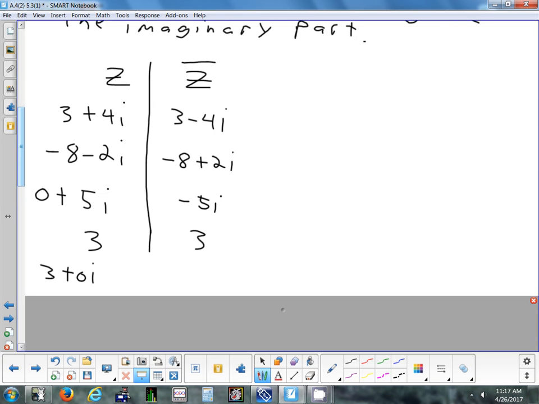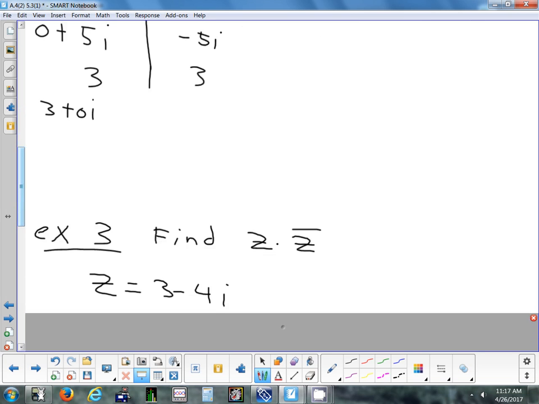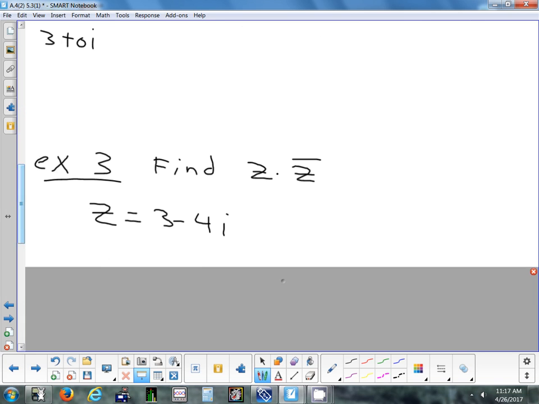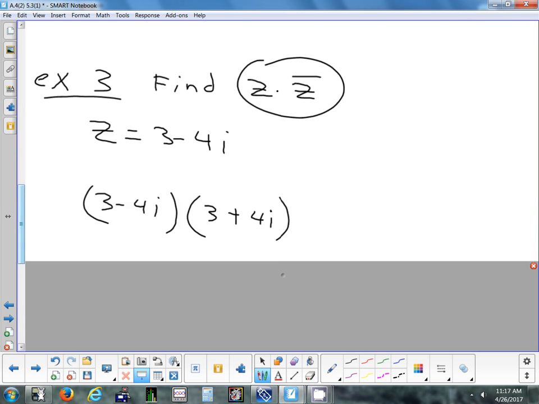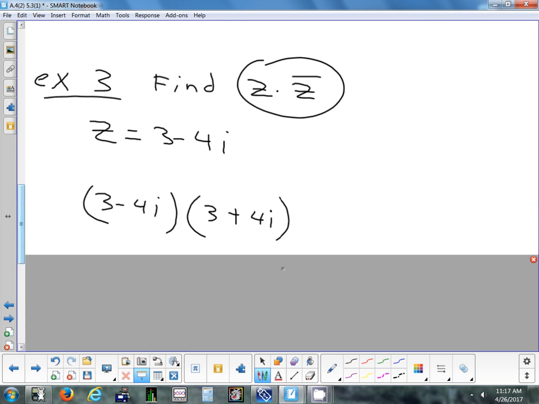All right, so next we're going to do another multiply problem. And I want to find this: z times its conjugate. In this problem, z is 3 minus 4i. So the first thing I need is the conjugate. How about Miles? What's the conjugate of 3 minus 4i? 3 plus 4i. So I'm going to multiply together what I have and what he just said: 3 minus 4i times 3 plus 4i.